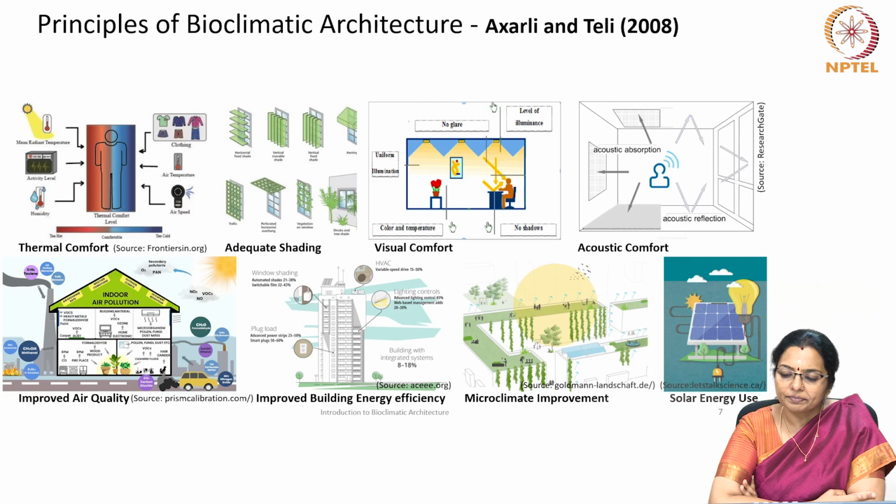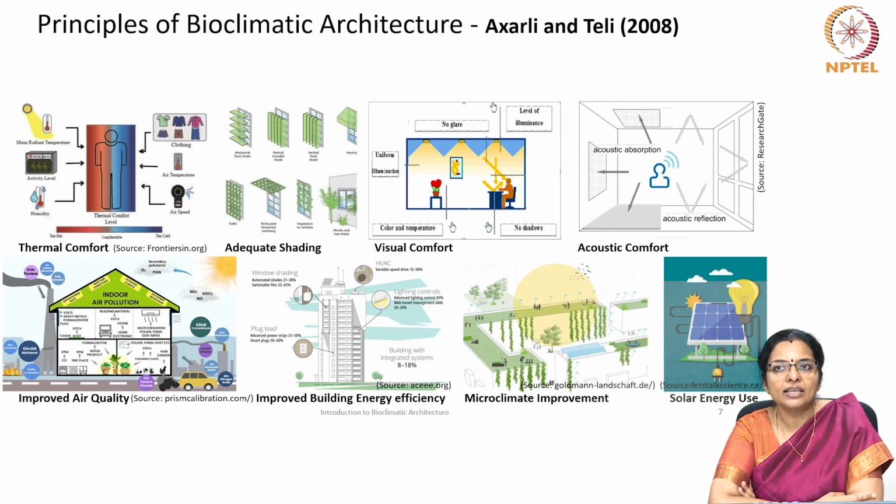Now let us look at what Axerly and Telly talk about as principles of bioclimatic architecture. Axerly and Telly further expand on bioclimatic principles, emphasizing the achievement of thermal comfort as the primary goal. This involves designing spaces that maintain consistent and comfortable temperatures for occupants, improving visual comfort through effective daylighting strategies, minimizing glare and optimizing lighting design, which becomes very crucial.